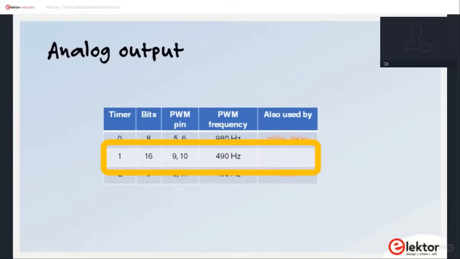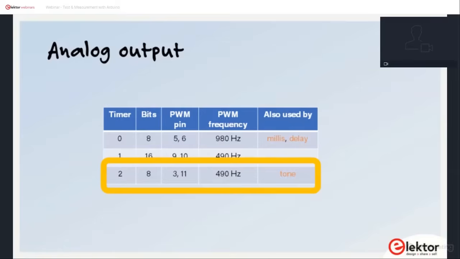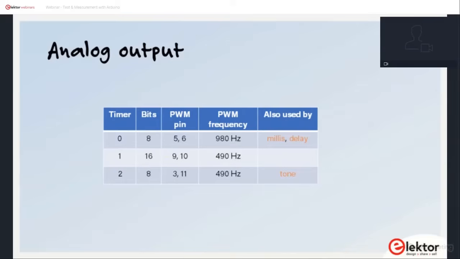PWM pins 9 and 10 use Timer 1, which has 16-bit resolution. PWM outputs 3 and 11 both use Timer 2. Because the PWM frequencies are rather low, out-of-the-box analogWrite is not suitable for generating test signals like 1 kHz sine waves or so. It can be done though if you increase the frequency of the PWM signals.